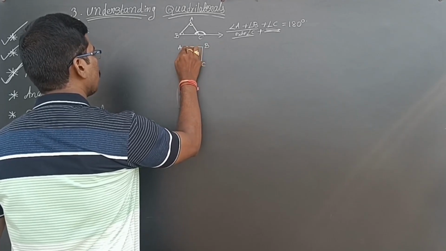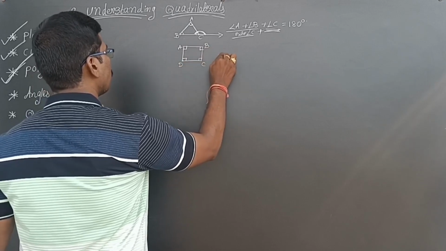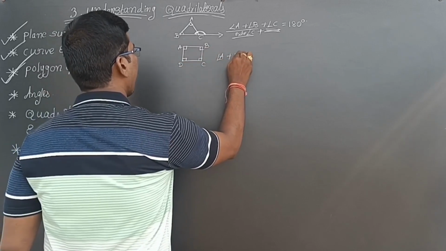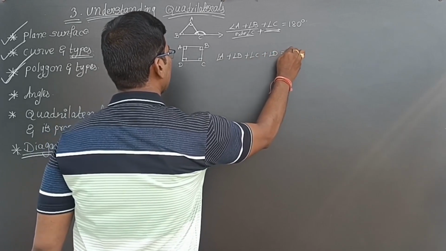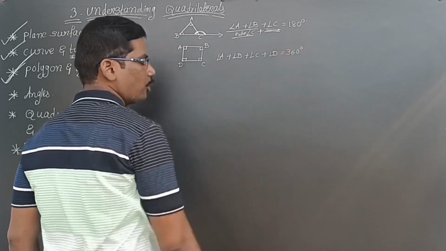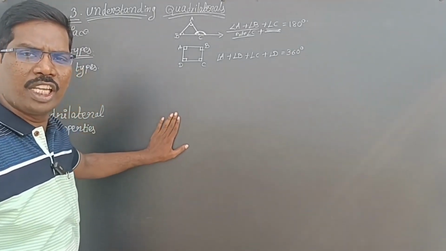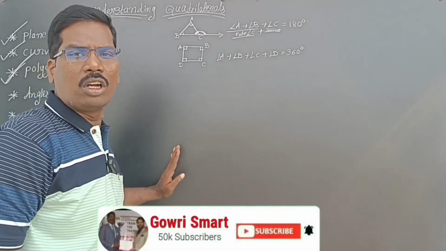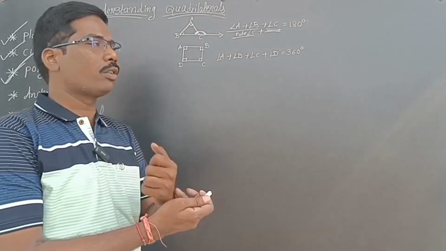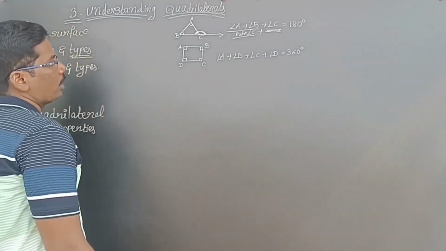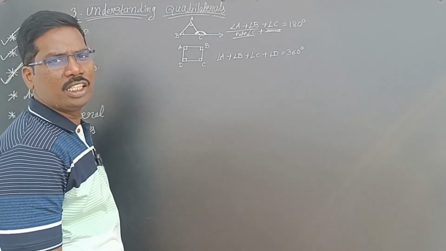So we know very well, this is 90 degrees, this is 90 degrees, this is 90 degrees, this is 90 degrees. So the sum of all interior angles of a square is 360 degrees. 90, 90, 90, 90, so four 90s are 360 degrees. Then what about pentagon, hexagon, heptagon, octagon, nonagon, decagon? We have to learn the sum of the interior angles. We have to conclude one common point, then we can find anything easily.